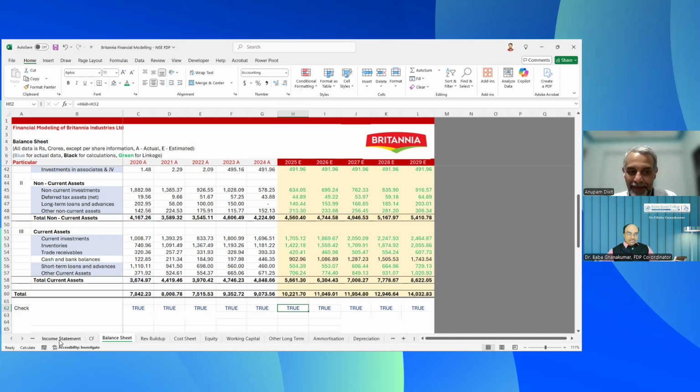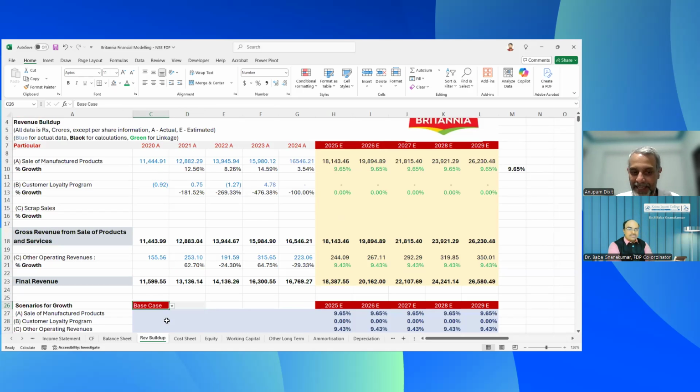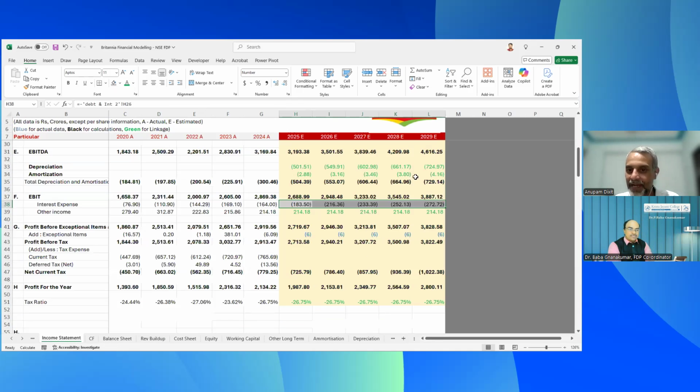Now let's go to this revenue build-up sheet and let's change this. Let's see what our income statement is showing. The profit is 2800.11, right?